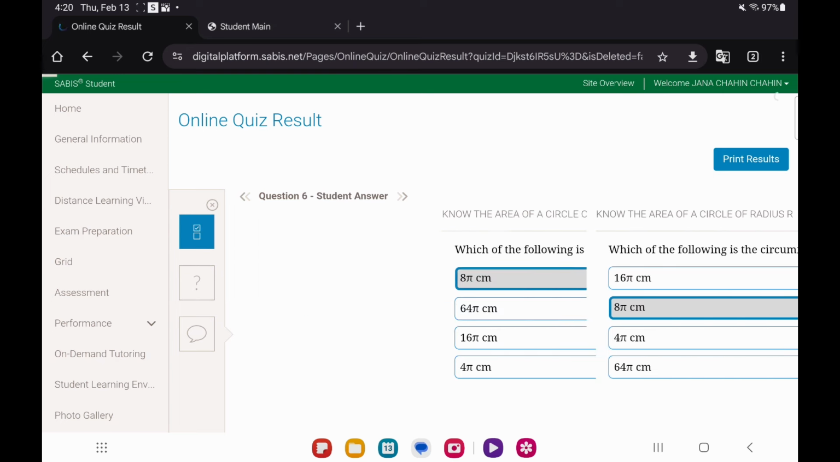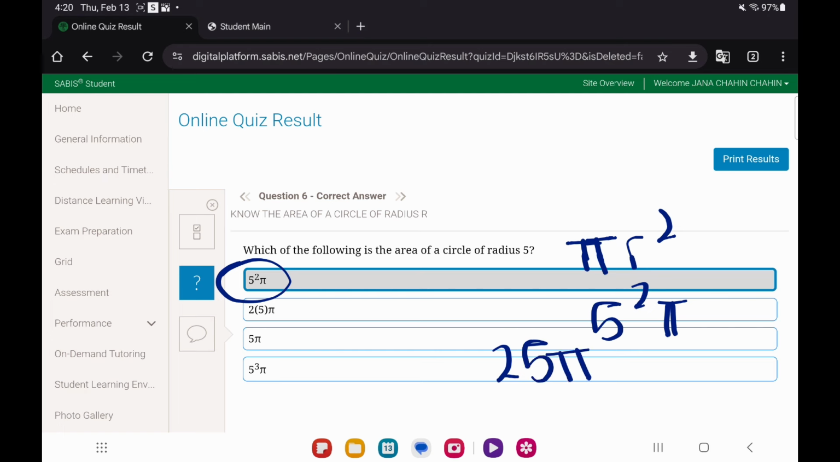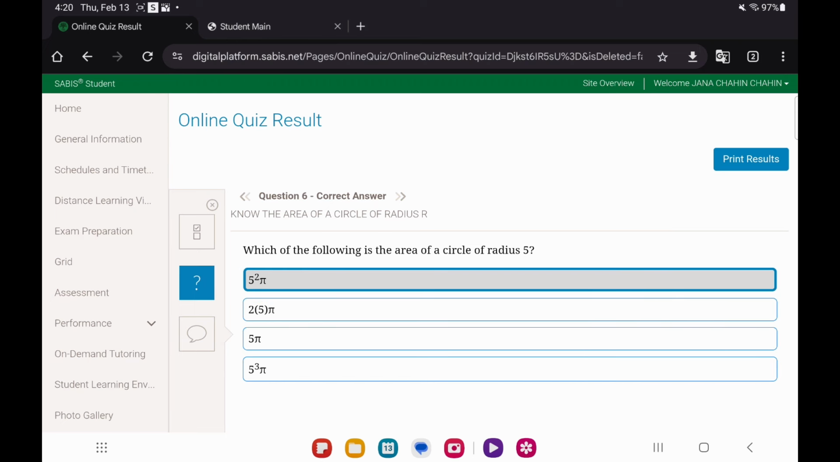So question 6. Here they're asking for the area of a circle. The area of a circle is pi r squared. So we have pi, and the radius, which is r, is 5. So 5 squared pi, that's one of your choices. And what's 5 squared? 5 squared is 25 pi. So if one of the choices was 25 pi, that's also an answer. But here, none of the choices are that. So you just put one answer.